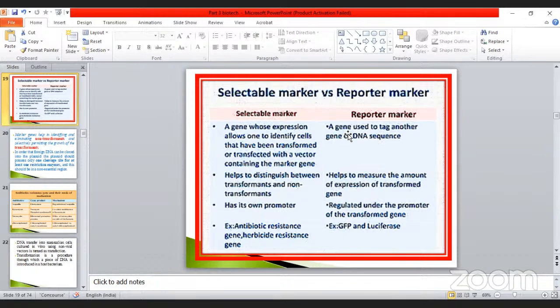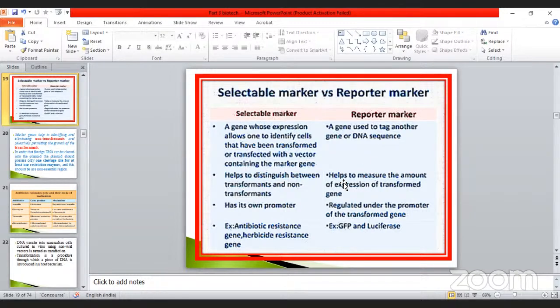Reporter markers are genes used to tag another gene or DNA sequence. Tag means just like that. And second, the selectable marker helps to distinguish between the transformant and non-transformant. We can easily identify it. Selectable marker means we already know the concept, we know the content of the gene, we know the nitrogen bases of the gene. A selectable marker has a specific sequence, and that sequence is already known. So we can introduce it into the cell, and it can easily identify which one is a transformant and which one is non-transformant. Like that we can easily identify.